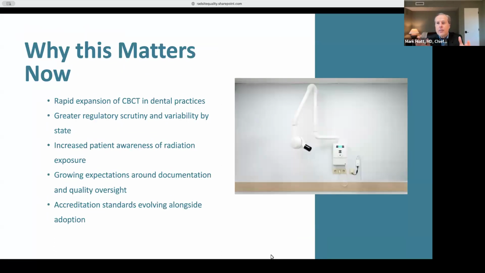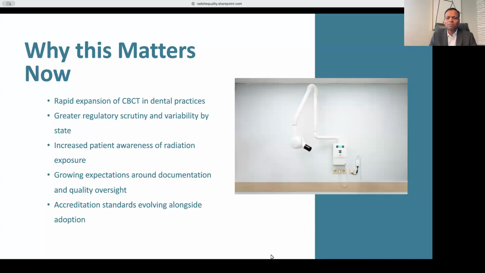Now, I'd like to know from our panelists, why do you think this matters now? Why is it so important that we turn our direction to cone beam CT? What has happened in the past decade in terms of the expansion of this new modality?